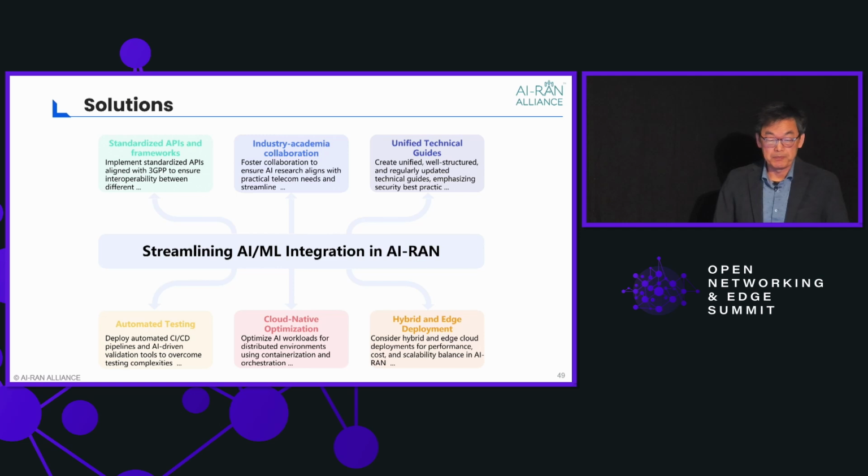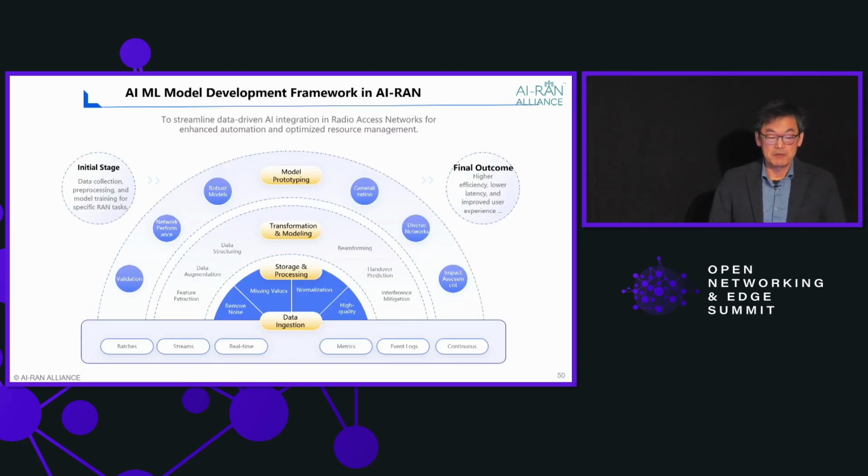And finally, this chart shows, overall, I would say, the data for AI platform. It's a framework for data for AI or AI-RAN. So getting into more details, on the bottom we have the data ingestion layer. AI-RAN systems require continuous ingestion of network data, including real-time telemetry, performance metrics, and event logs from distributed network equipment. The ability to handle both batch and streaming data is essential for optimizing AI models that dynamically manage network resources.